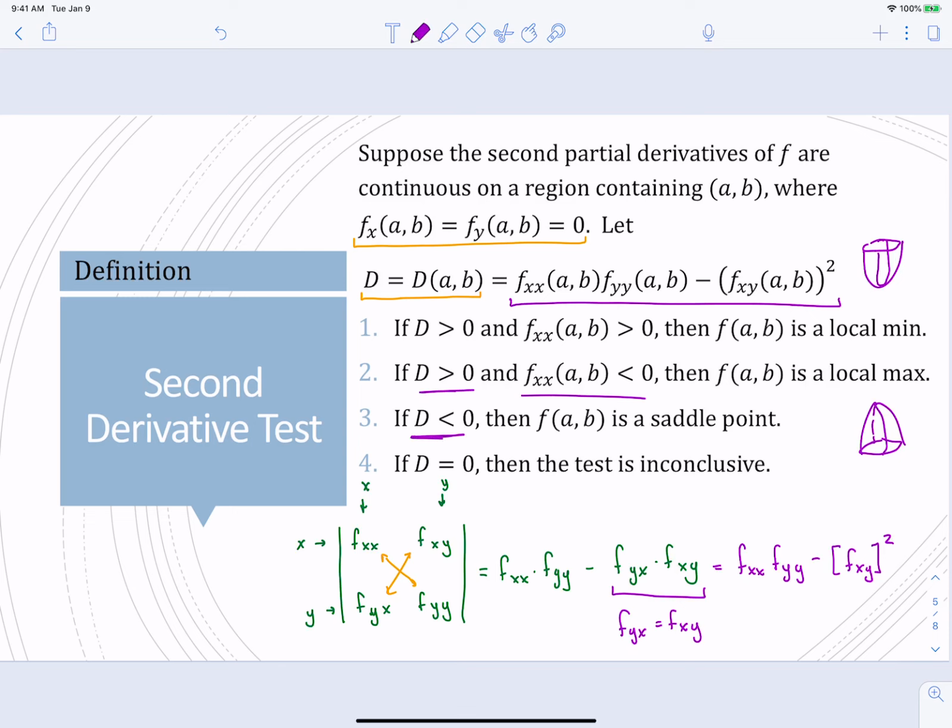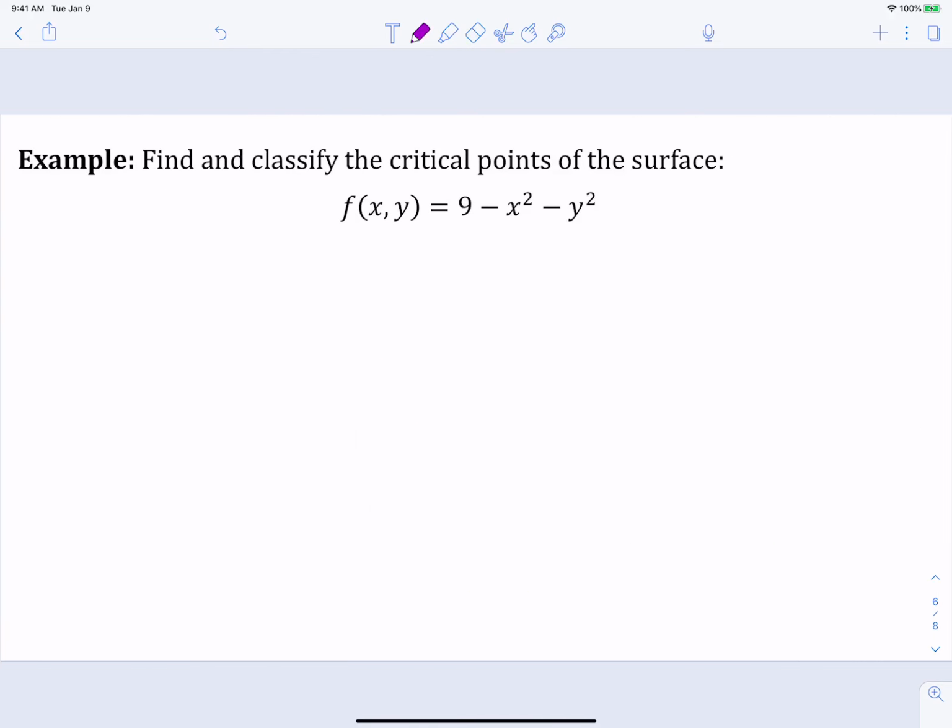If that determinant is negative, then we have a saddle point. So that's easy. We don't even have to look at what that second derivative is with respect to x. If that determinant is 0, then our test is inconclusive. We have to do some other things. Maybe we do have to graph it, maybe look at it a little more. So hopefully we won't get that it's equal to 0.